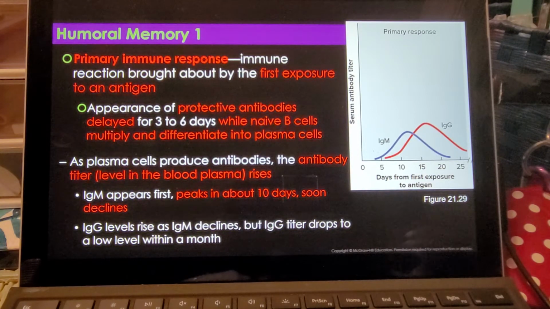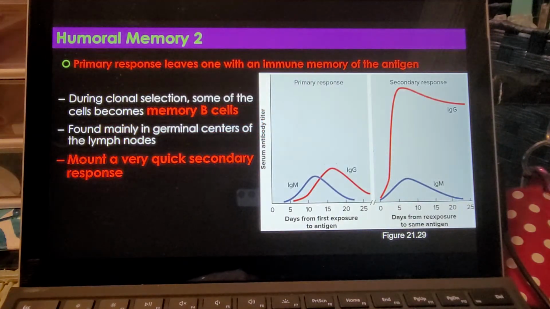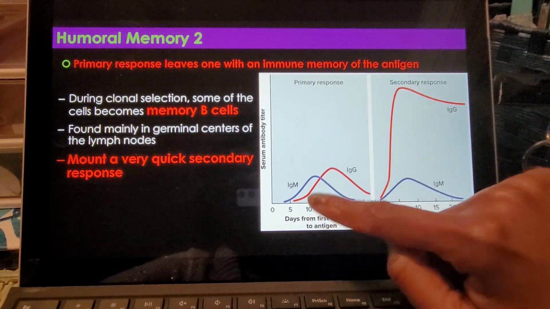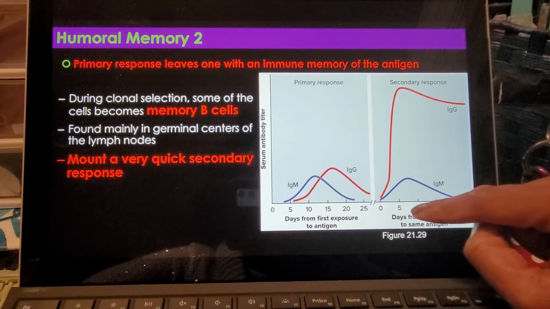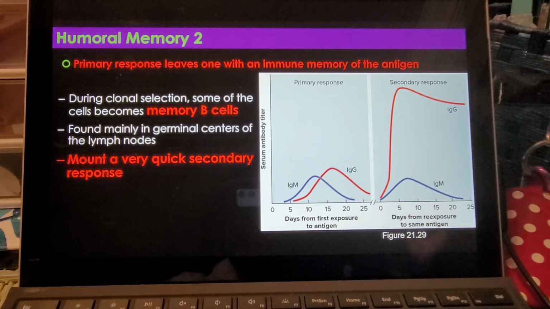It's also kind of a slow process the first time, but the second time is a whole lot faster because you have a whole army of cells that were cloned during that initial infection or initial vaccination. All those clones can create a bigger and a whole lot faster response. Here, the peak of the blue is after about 10 days the first time, but the second time it's between 5 and 10 days. So a faster response, especially the second one with the immunoglobulin G.